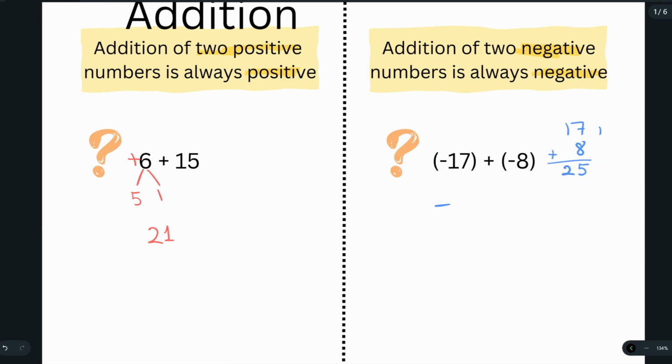It's going to become 25. The answer is negative 25.